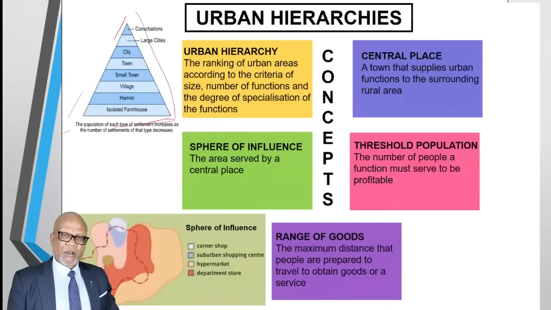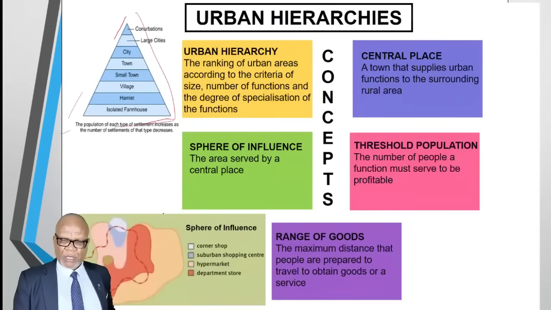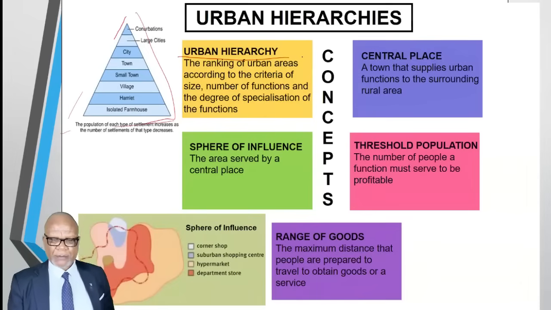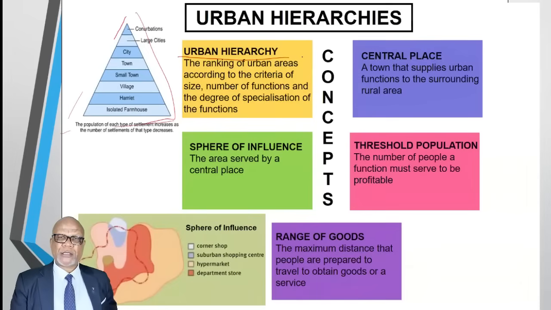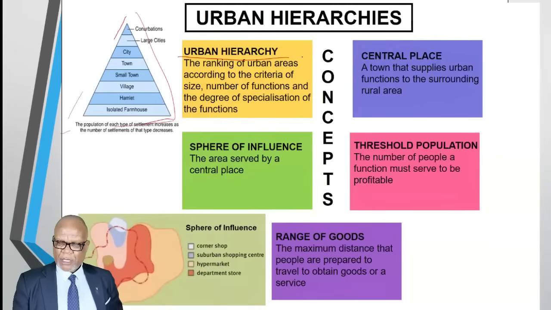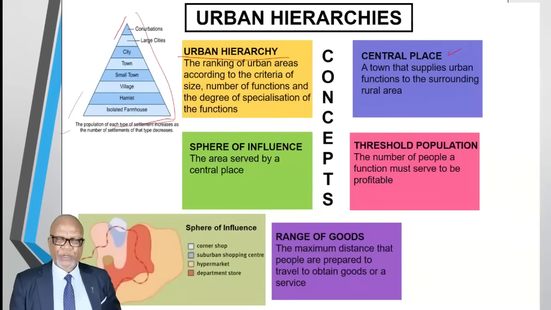Urban hierarchy is the ranking of settlements from the smallest to the largest. Urban hierarchy simply refers to the ranking of settlements according to size. And then we said a central place town is a provider that provides goods and services to the surrounding rural area. And then we have sphere of influence. What is a sphere of influence? The area served by a central place.